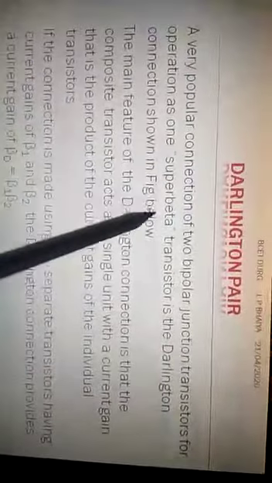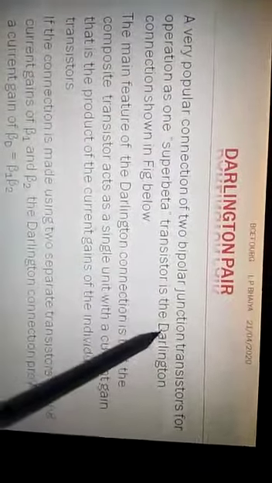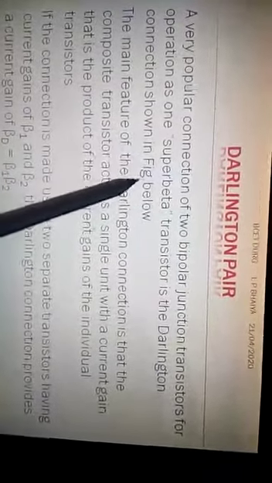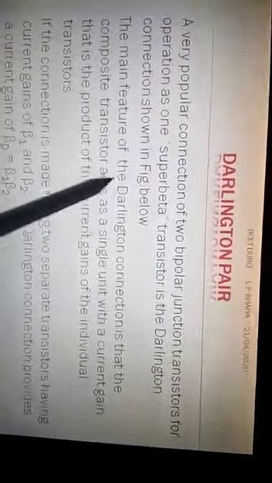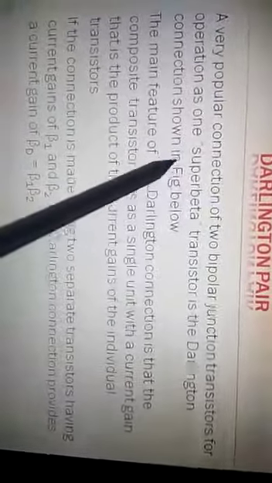And now come to this Darlington pair. A very popular connection of two bipolar junction transistors for the operation as one super beta transistor is the Darlington connection as shown in the figure below. Why is it called super beta? Because the value of beta achieved is the highest in the case of this Darlington pair.